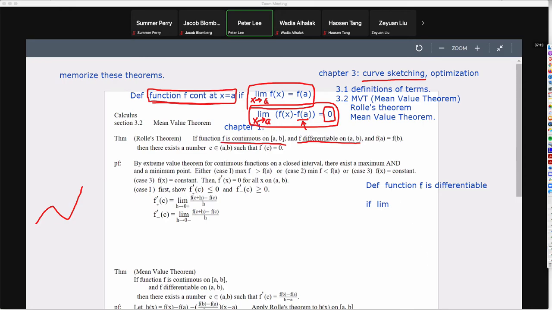A function f is differentiable at x equals a, if the limit of f of a plus h minus f of a over h. This is h, and basically that's what it is. This is the limit right here of this ratio.